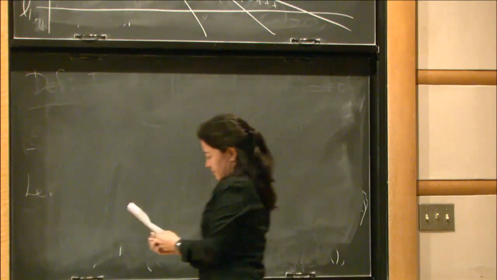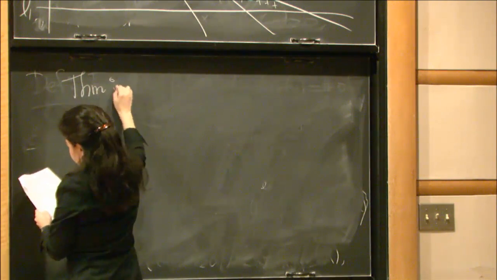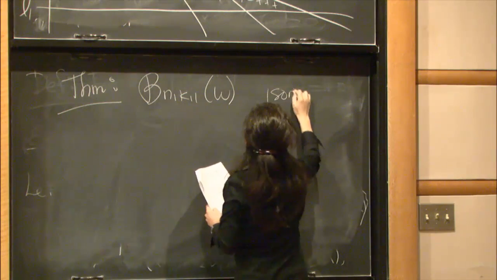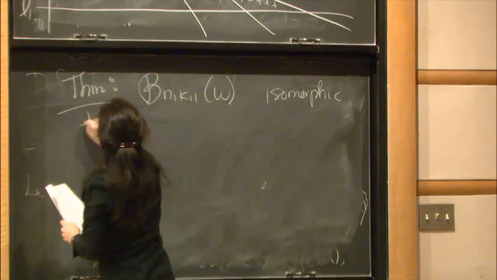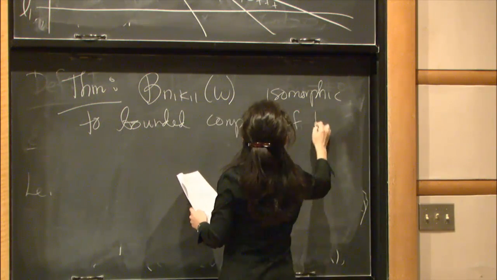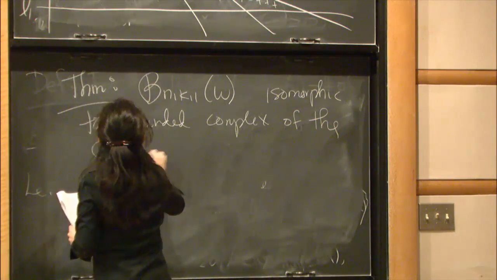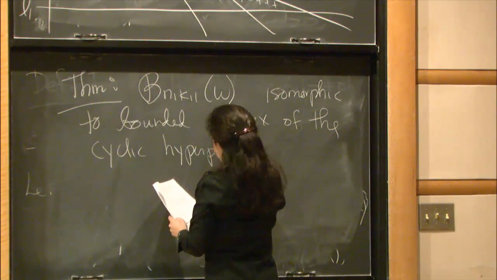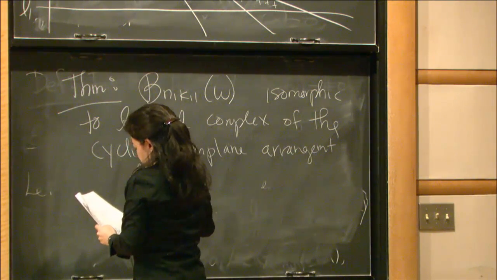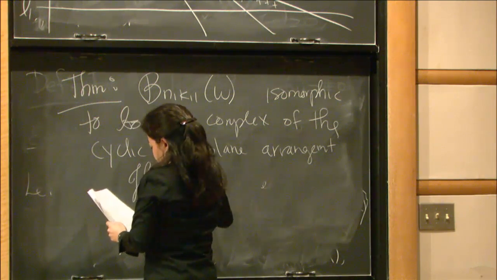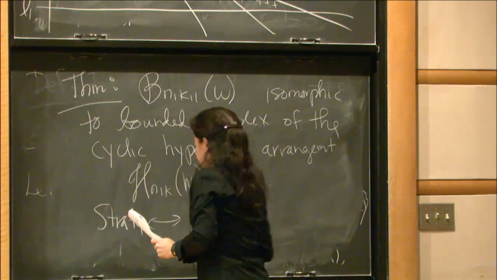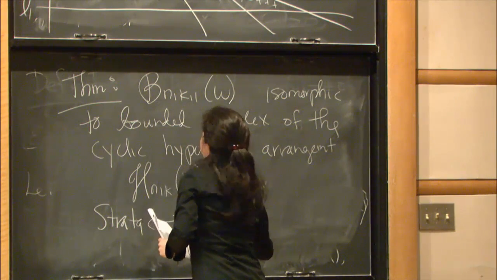So the theorem is that B n,k,1 of W is isomorphic to the bounded complex of the cyclic hyperplane arrangement H n,k of W, and the strata of the amplituhedron correspond precisely to the regions.